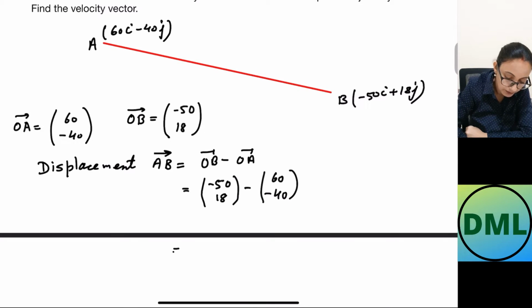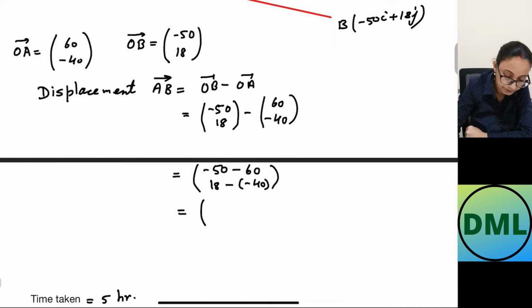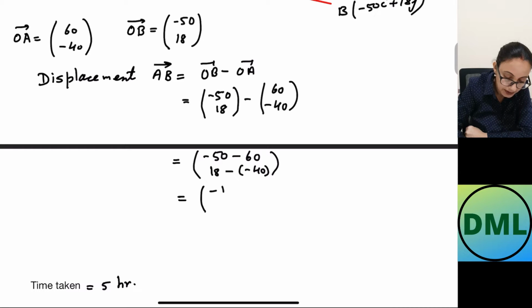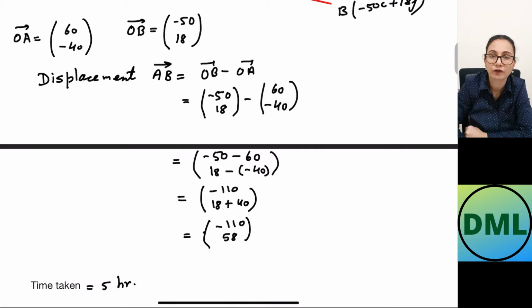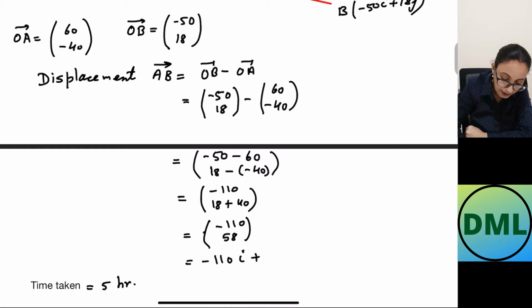If I solve it, it will be minus 50 minus 60, and it will be 18 minus minus 40, which is equal to minus 110, and then 18 plus 40, which is 58. If I write it in the form of i and j, I will write minus 110i plus 58j.